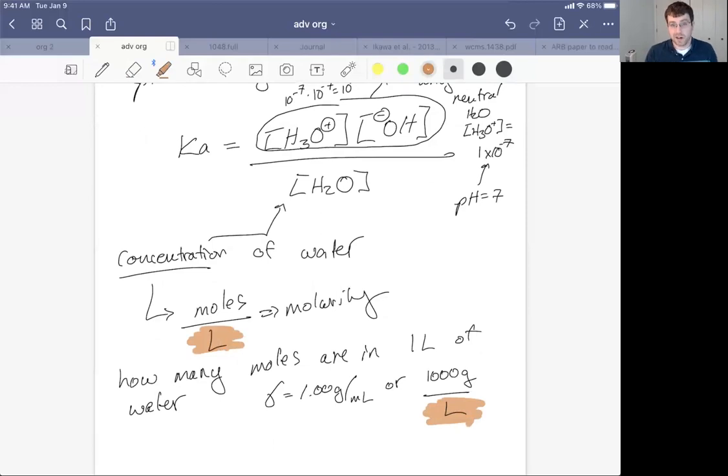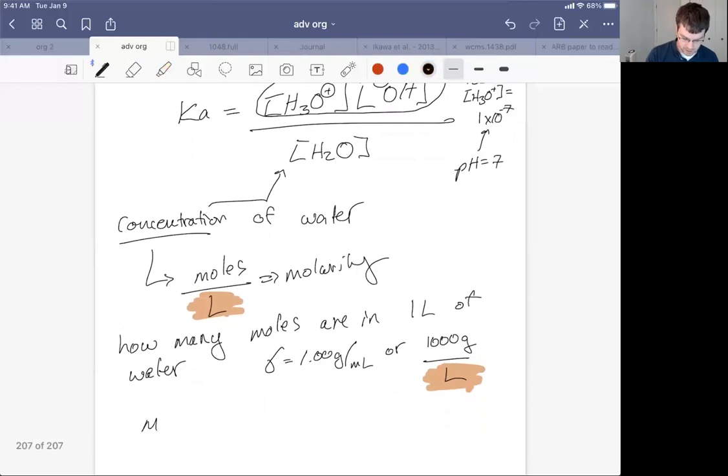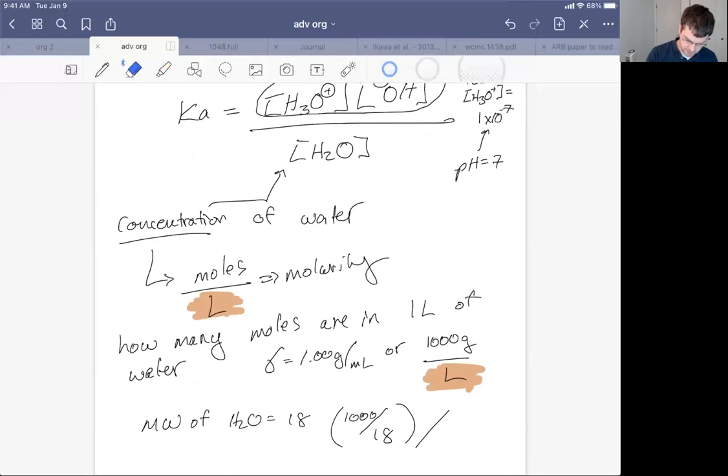Well, we know it's water, so its molecular weight is 18. The molecular weight of water is 18. Okay, so what I want to do is take 1,000 divided by 18, and then this is divided by 1 liter. This is my molarity. Okay, so let's go ahead and solve that.